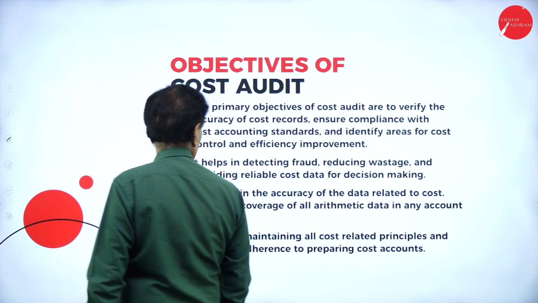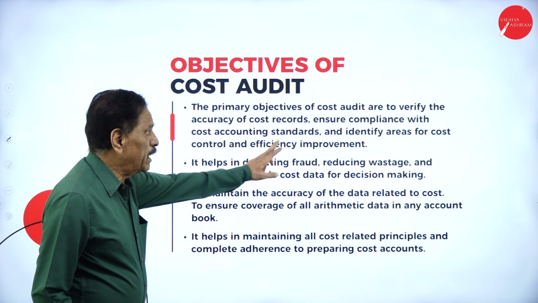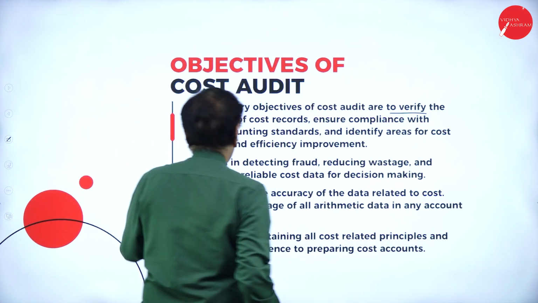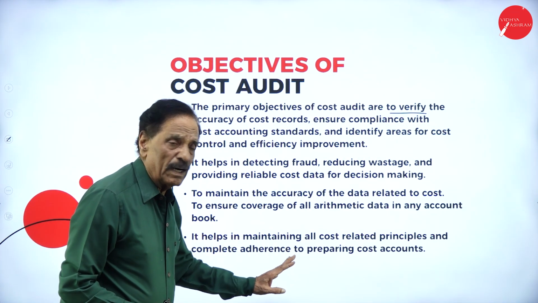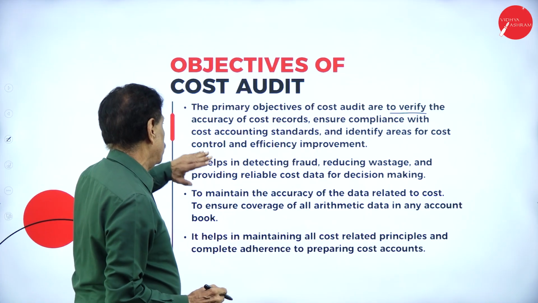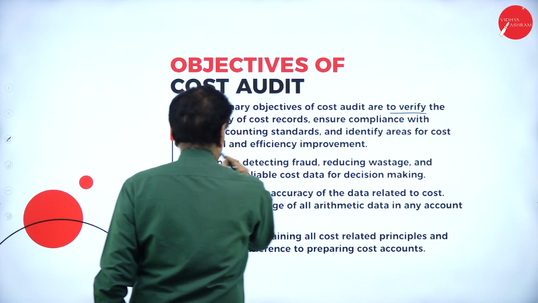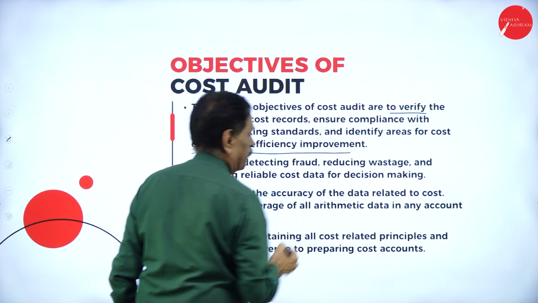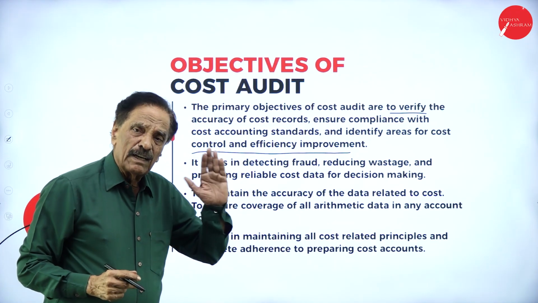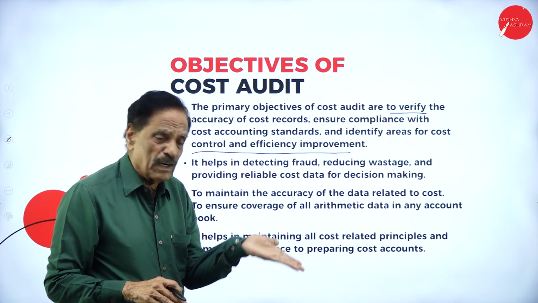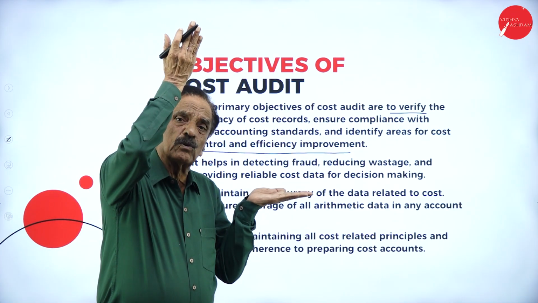Objectives of cost audit. The primary objective of cost audit is to verify the accuracy of cost records, ensure compliance with cost accounting standards, and identify areas of cost control and efficiency improvement. So how do we improve the cost? If the cost comes down, the selling price will also come down. If the cost goes up, the selling price also goes up.